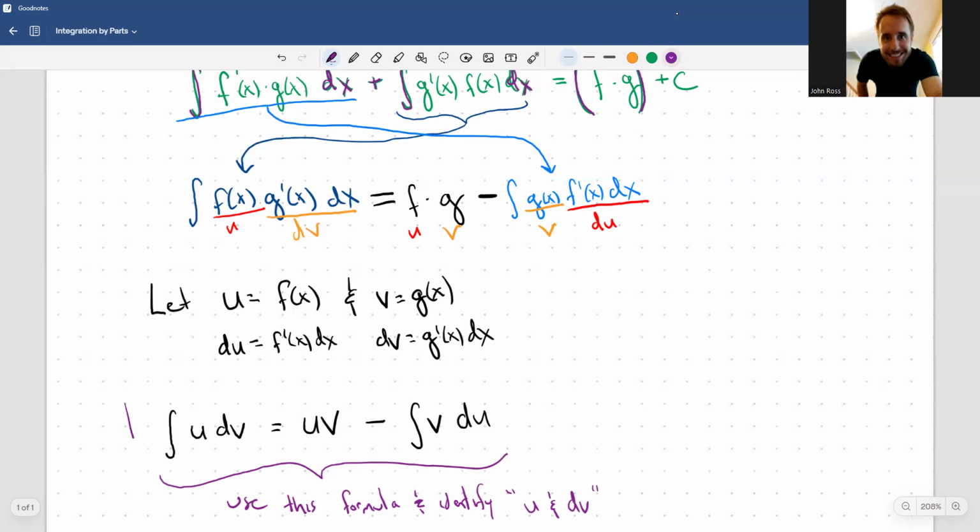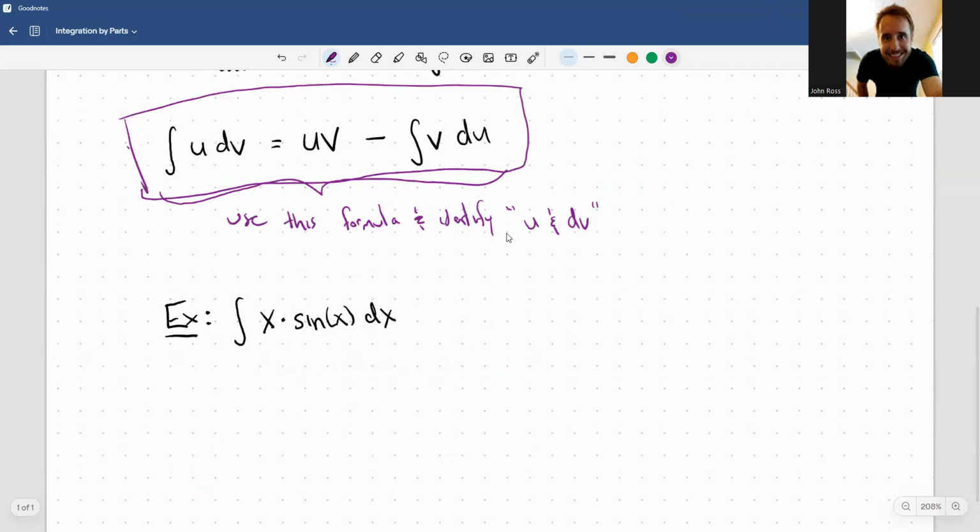Now, this is a sort of shorthand formula, what we'll call our integration by parts formula, but this is being used to represent an expression like the one up here. And specifically, our goal is to use this formula by looking at an initial integral and identifying a good choice of u and dv. We will talk about what makes a good choice of u and what makes a good choice for our dv. But let's start just by looking at one example.